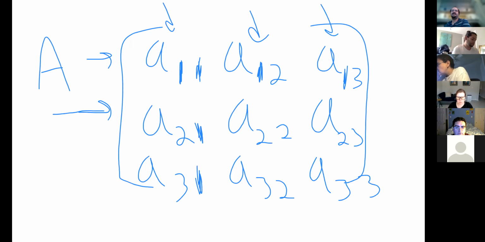What does it mean for two matrices to be equal? They have to be the same dimensions, and all their entries have to be what? The same. Same dimensions, same entries, right? All right, so let's go to breakout rooms.